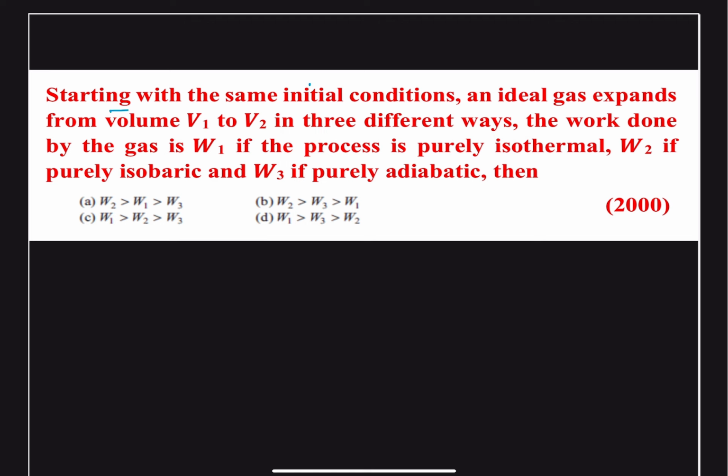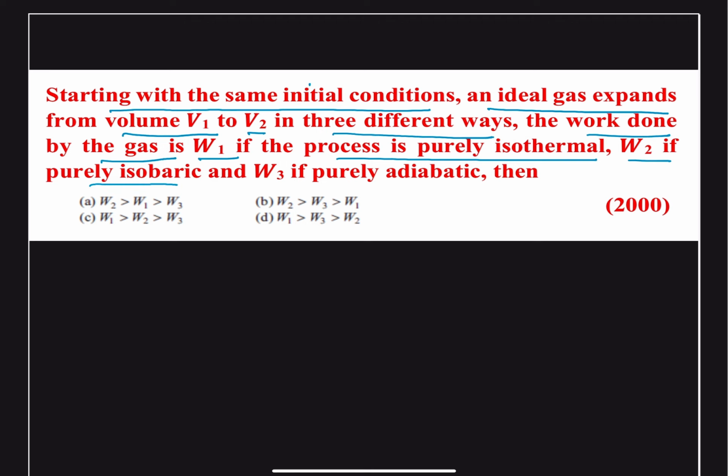Starting with same initial conditions, an ideal gas expands from volume V1 to V2 in three different ways. The work done by the gas is W1 if the process is purely isothermal, W2 if it is purely isobaric, and W3 if it is purely adiabatic. Then we have to find out the relationship between W1, W2 and W3.